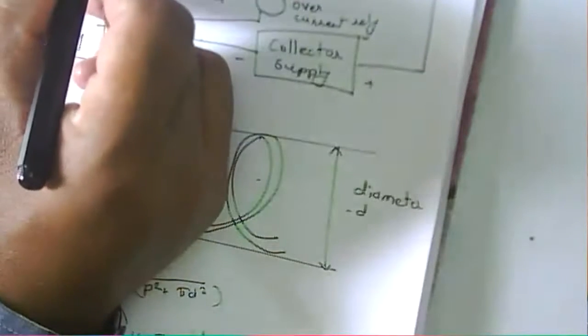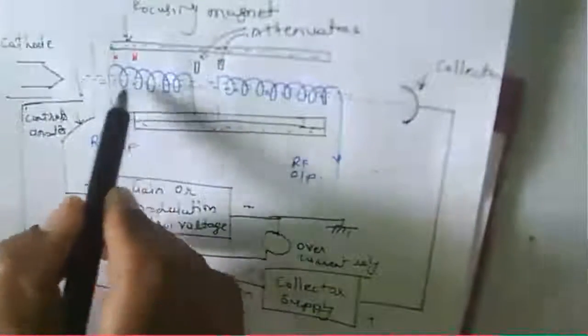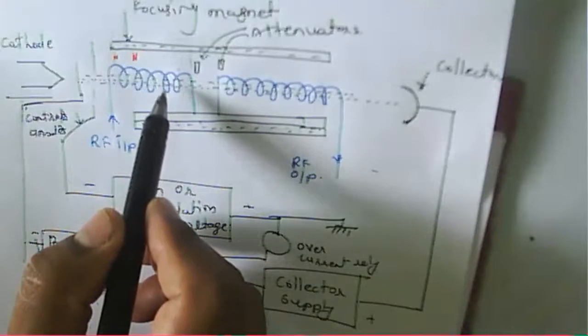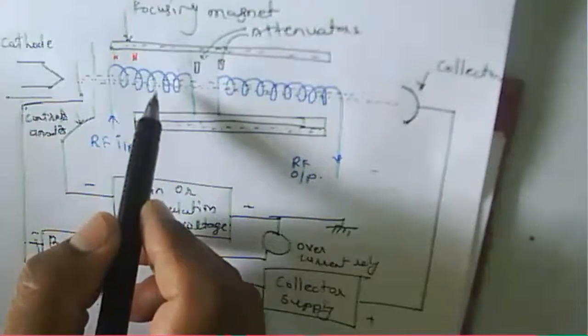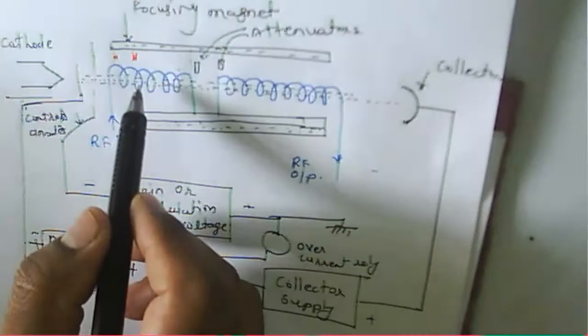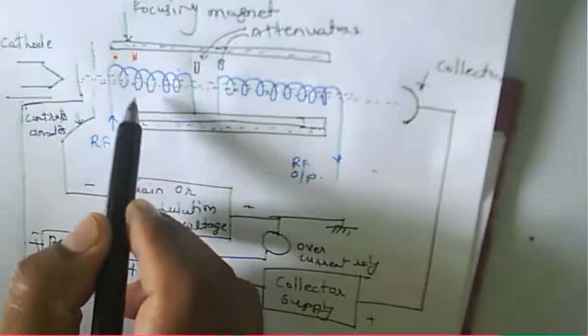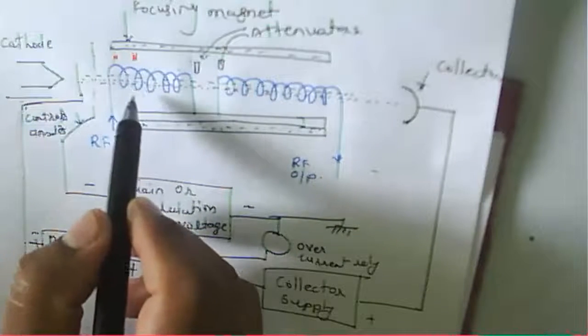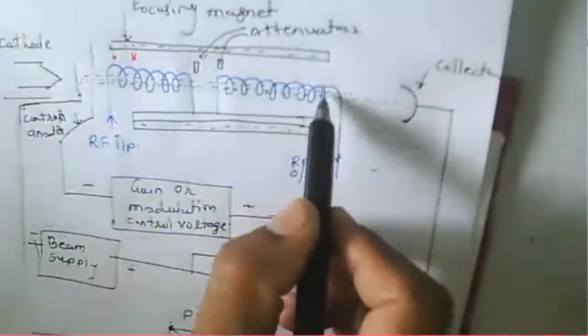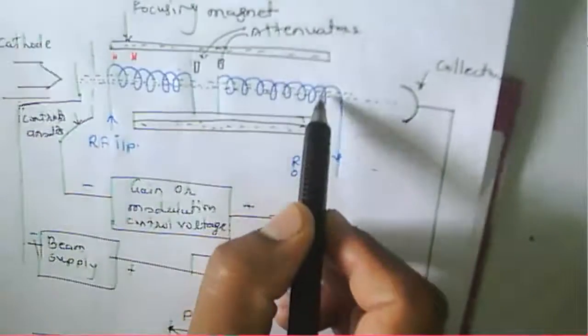Because of that, the electron provides energy to this RF field. That's why the amplification takes place. To get larger amplification, we can use a longer helix. Generally, at this particular end of the helix, there will be larger amplification.